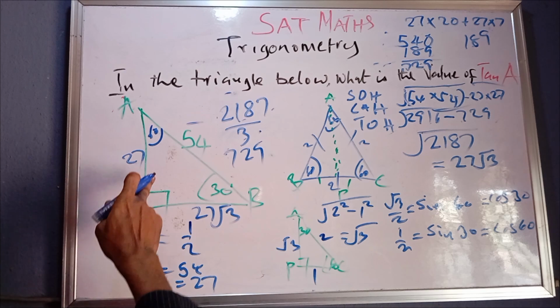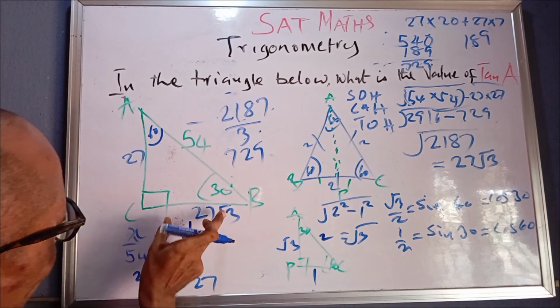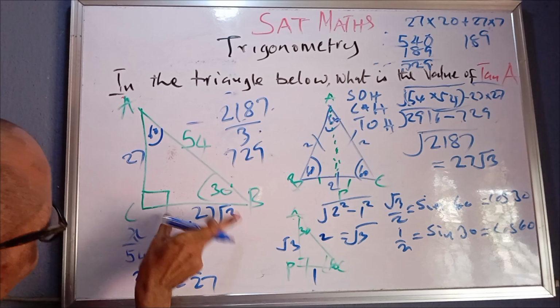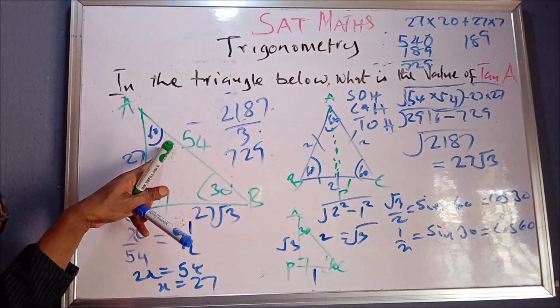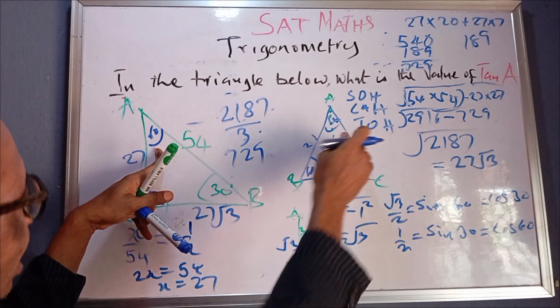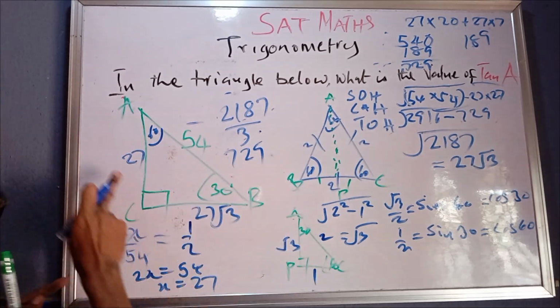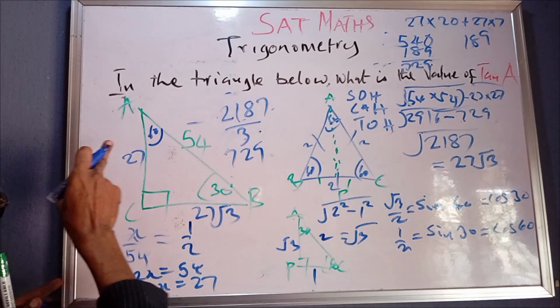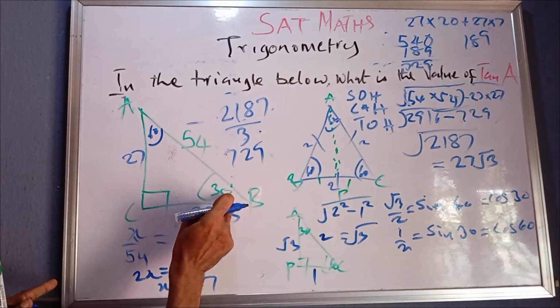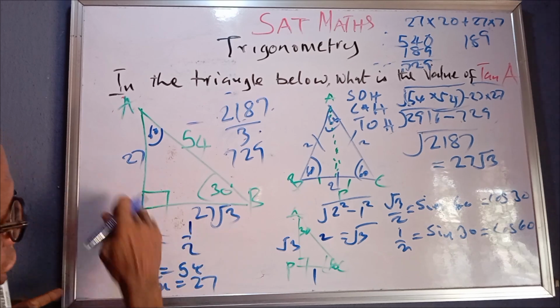We're looking for tan A. Tan A, like I told you, it is now adjacent over opposite because it is an angle at the apex. That's what I was explaining here. Adjacent over opposite, not opposite over adjacent. It would have been opposite over adjacent if we were solving for tan 30. But because we are solving for tan 60, it is adjacent over opposite.